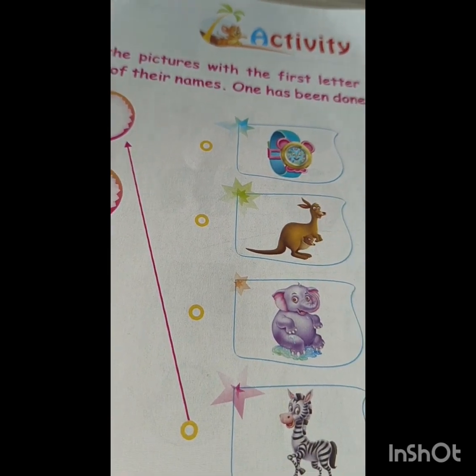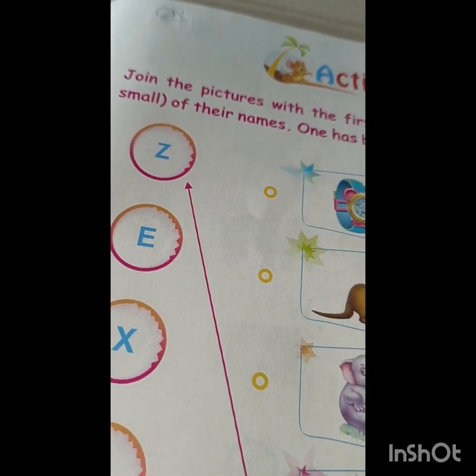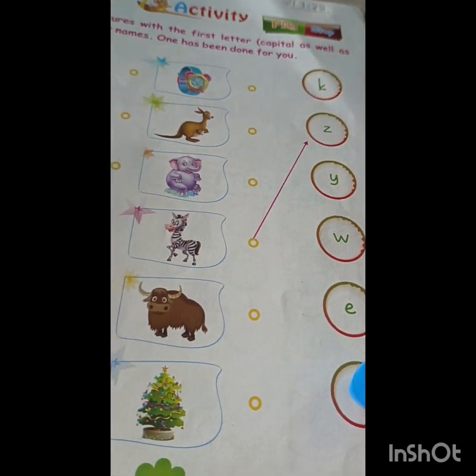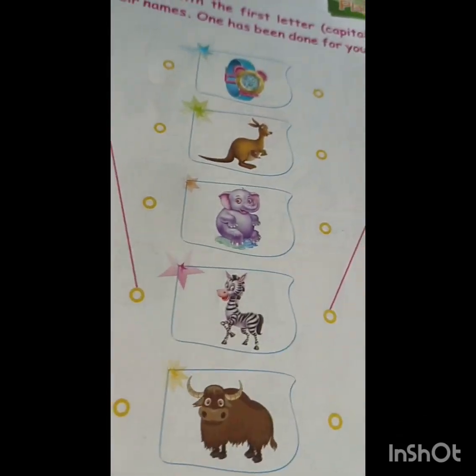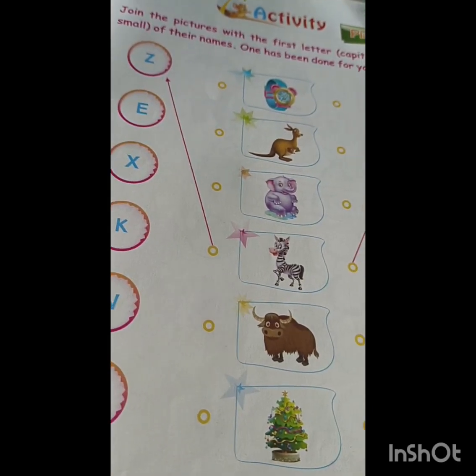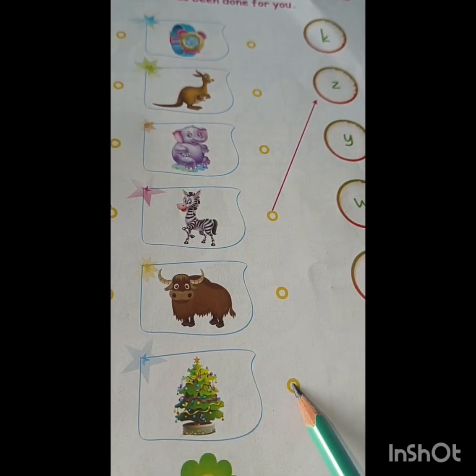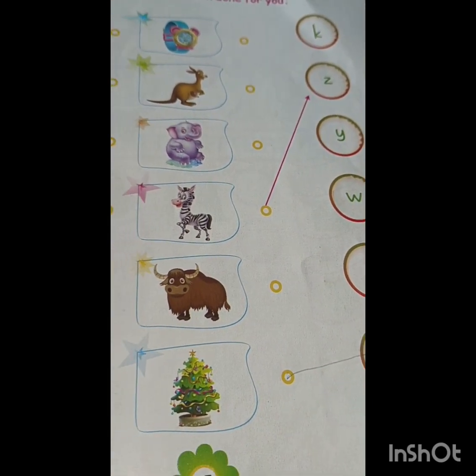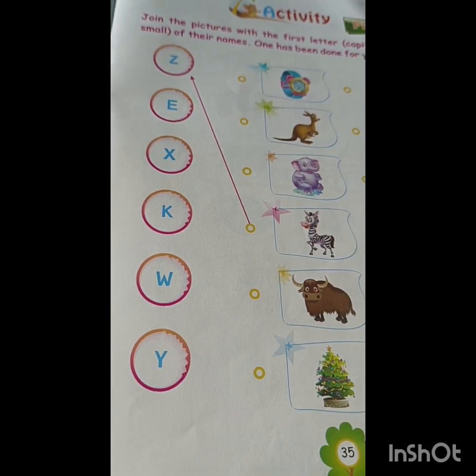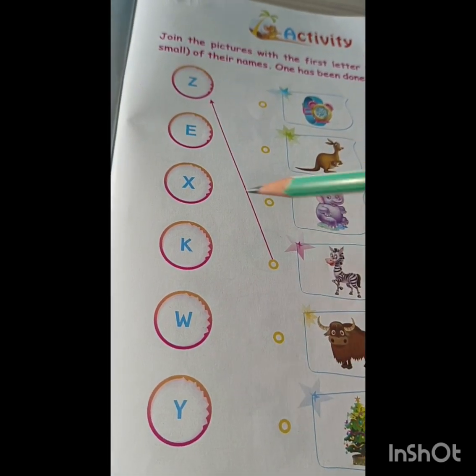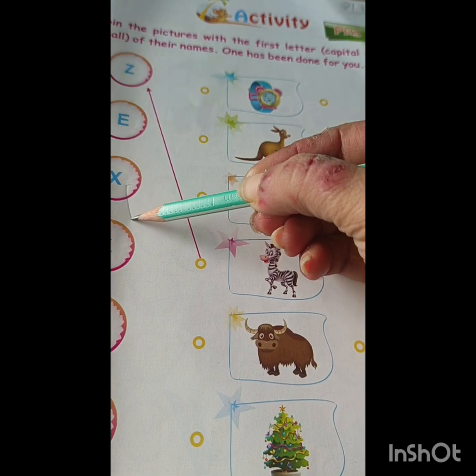Let's do matching now. Which letter is this? X. Match with the right picture. X. We will match the X with Xmas tree. Where is Mama X? X. Xmas tree.